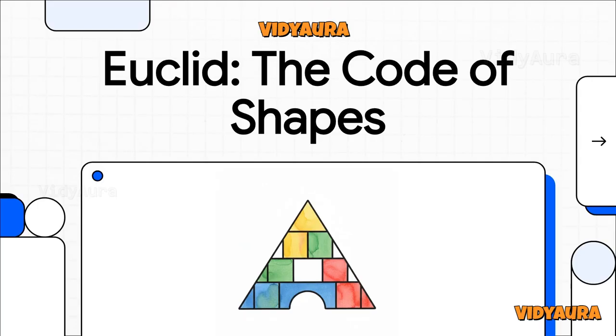Have you ever stopped to think about how we can be so sure that the angles in a triangle always add up to 180 degrees? Or how architects can design these huge, perfectly structured buildings? Well, it all boils down to a set of really simple but super powerful rules. Today, we're going to unlock that code of shapes, the very foundation of geometry that was laid down by a genius named Euclid. So let's dive right in.